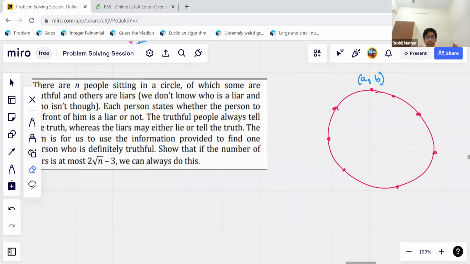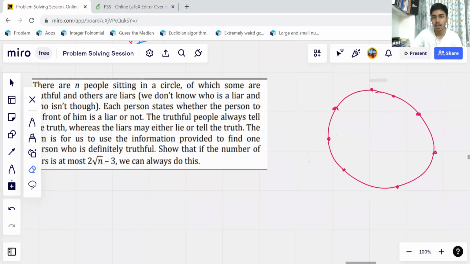But you're given that there are only a few liars. The problem is these liars can just decide, let me be nice. What can we do? 2 root n. Is it like you'll take the number of pairs? Okay, whatever.